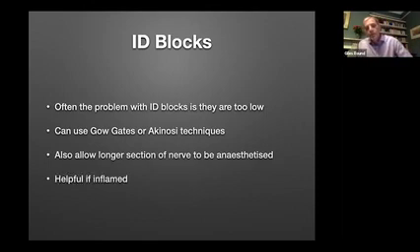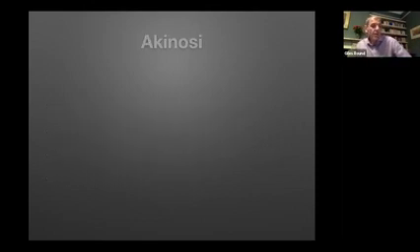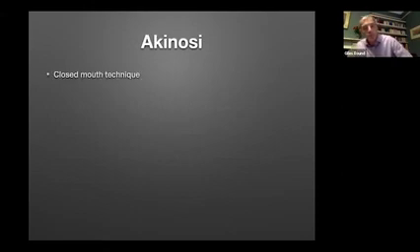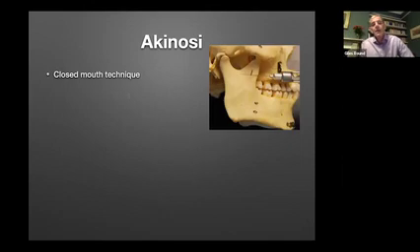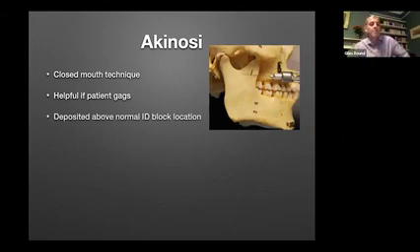The one I would be mindful of, which I think is more relevant and more useful, is the Akinosi technique. It's a closed mouth technique. Again, you need to know whereabouts that is on the skull. It's useful if you've got limited opening, or if you've got a patient who gags. So sometimes it can be your first line of treatment. It's deposited above the normal location for an ID block.